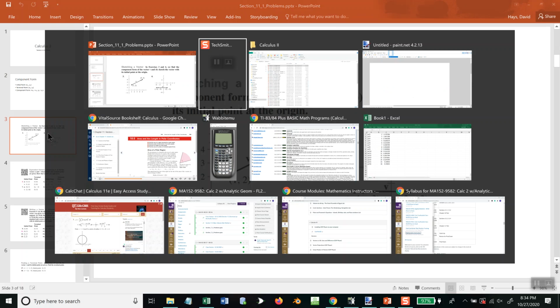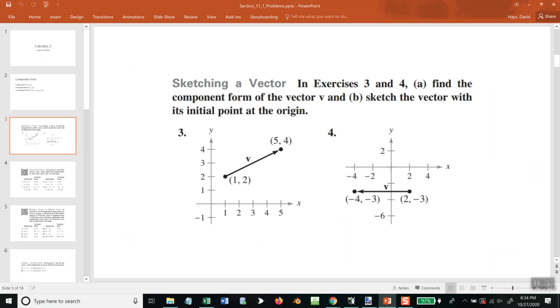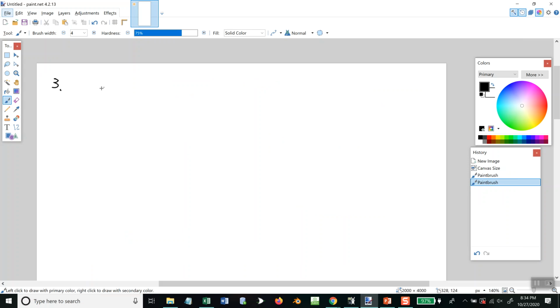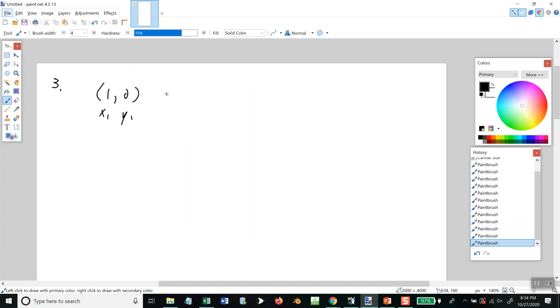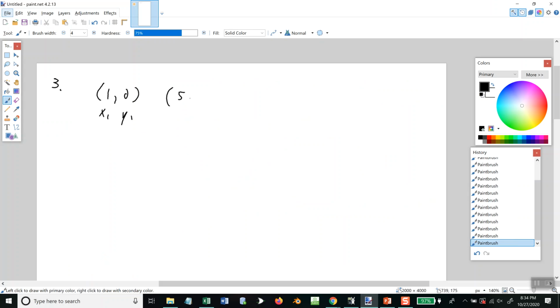Okay, let's look at number 3. Number 3 says find a component form of the vector v. We'll do that first. And you can see the points we have here and the arrow indicating the direction. So our initial point is 1, 2, and from the formula, that was x1, y1. Our terminal point is this one right here, which is 5, 4, and that, from my definition, was x2, y2.